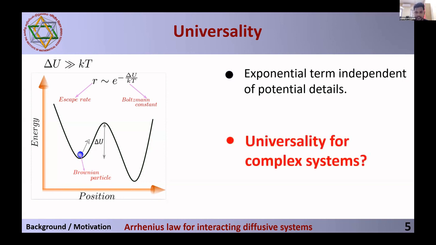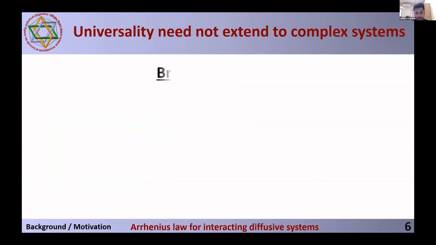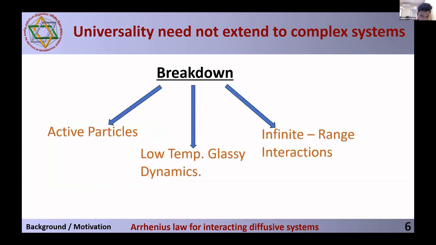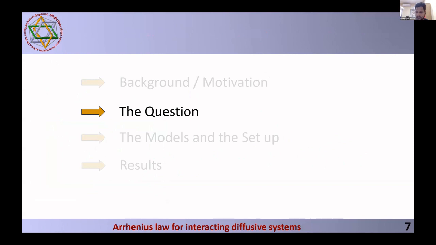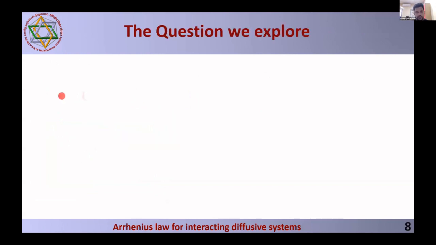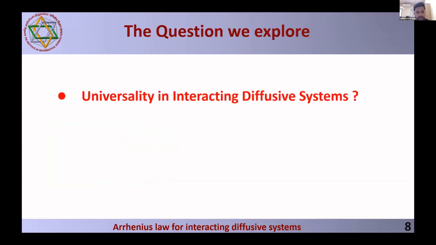But will the universality hold in complex systems? People have investigated some complex systems and found that the Arrhenius law actually breaks down in the case of active particle systems, in low temperature glassy dynamics, and in infinite range interactions. After this small background, I now move on to the central question that we ask. We ask what happens to this universality in the case of interacting diffusive systems, and what is the corresponding generalized Arrhenius law for such a system.